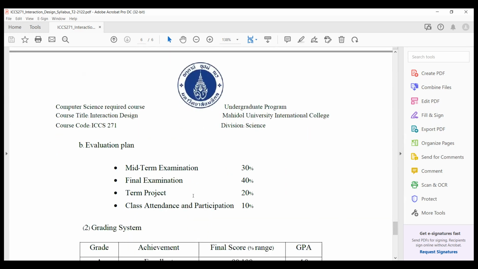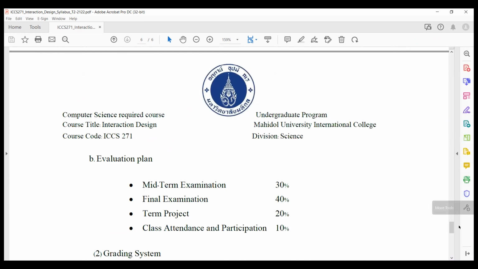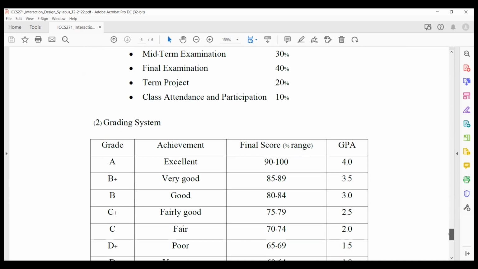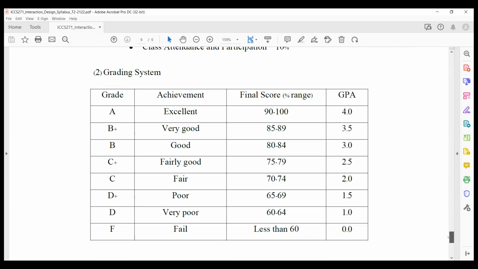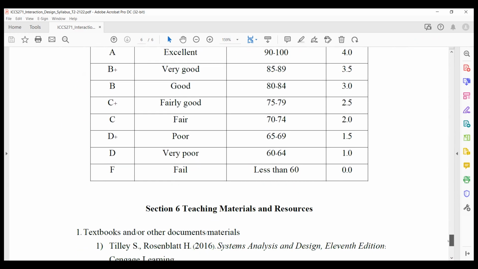For the evaluation plan, we have midterm exam 30%, final exam 40%, term project 20%, and the last one, class attendance and participation. This one also includes your case studies as well. It's 10%. And for the grading system, we use the MUAC and MU standard for the grading system here.